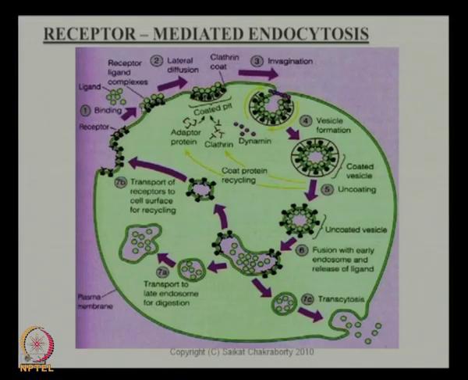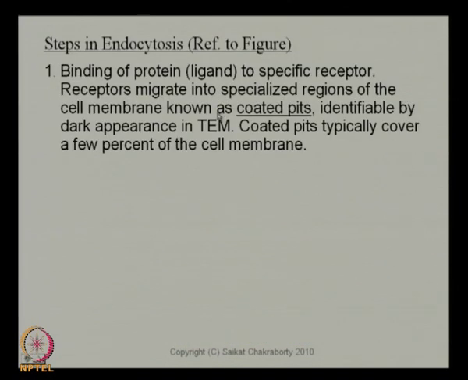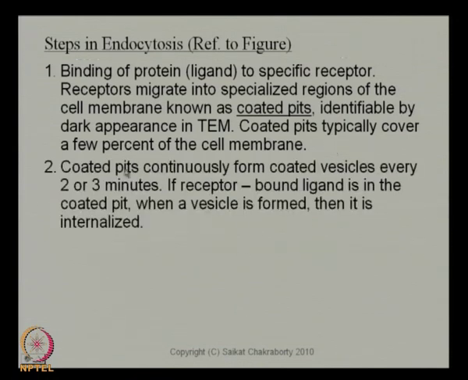So, this is my picture. This is the coated pit, and this shows as dark edges in the transmission electron microscope, and they cover a few percent up to 5% of the cell membrane, not a very large amount. Coated pits form continuously, forming coated vesicles every 2 or 3 minutes. So, this is the time scale of the system.